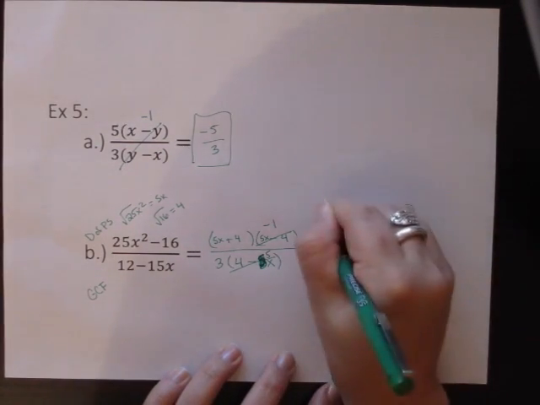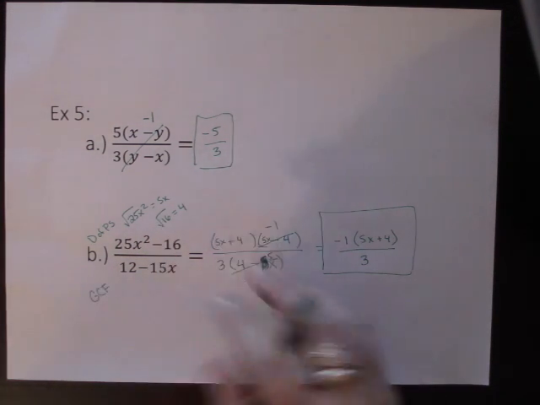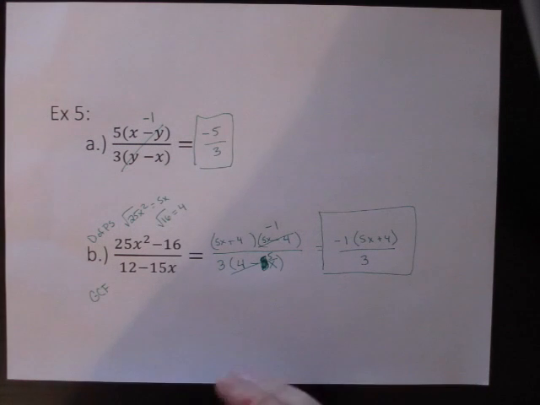And that's perfect. Now, if you want to distribute the negative 1 with the numerator, you can. You don't have to. I'm not going to take off points with rational expressions as long as it's simplified as much as possible. I'm good to go.